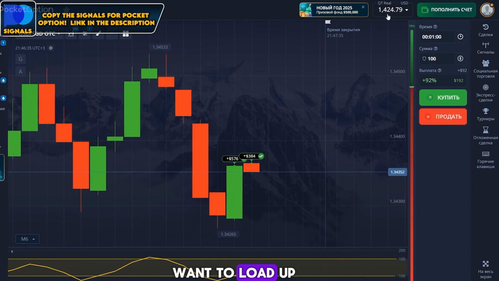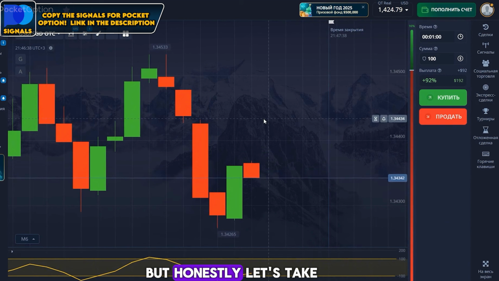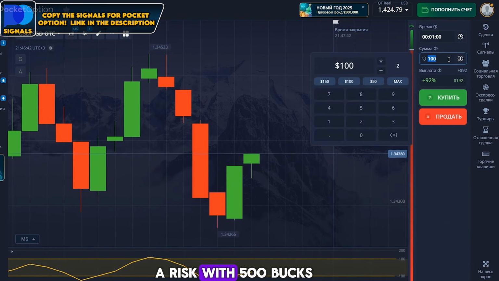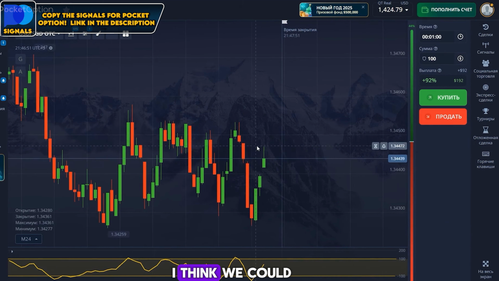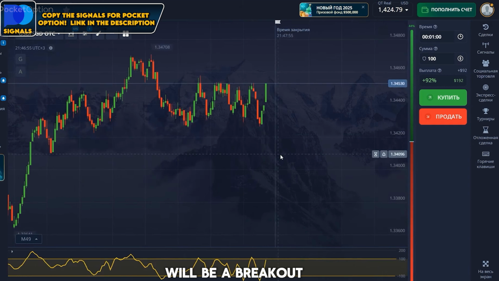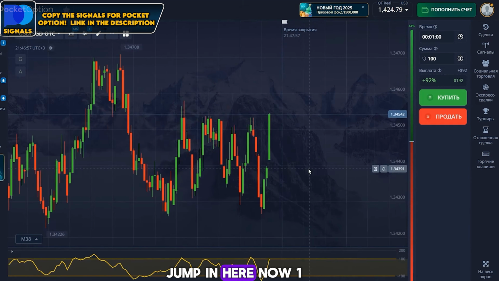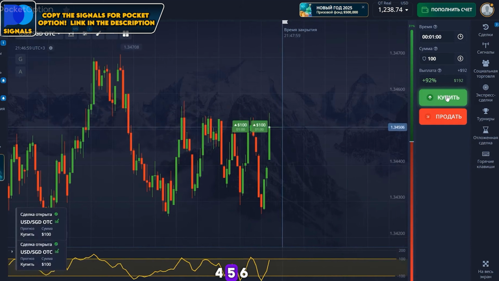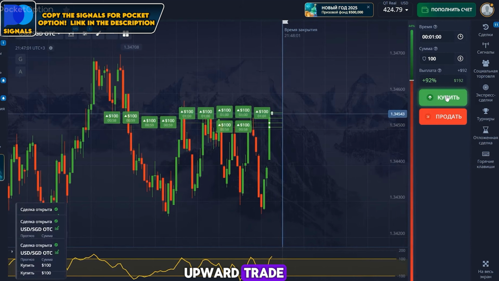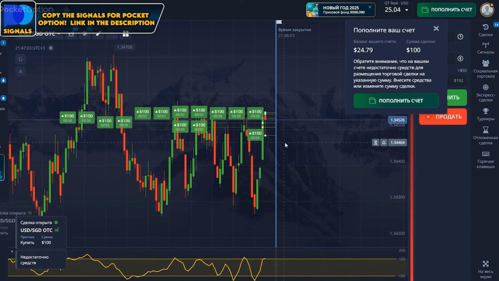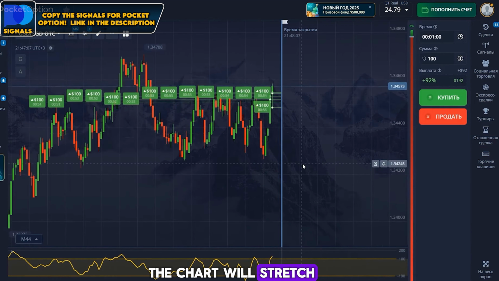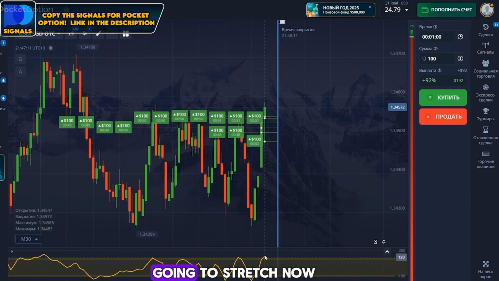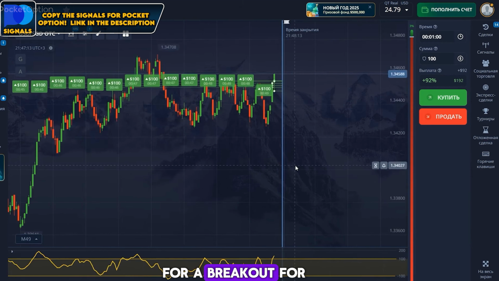I definitely want to load up some more, but honestly, let's take a risk with $500. Alright, let's load up the full amount one more time. I think we could have entered for an upward trade here, but most likely there will be a breakout. You know what? Let's jump in here. Now 1, 2, 3, 4, 5, 6, 7, 8, all in for an upward trade. Come on, show us the beauty. Entering for a breakout, technical analysis is working. The chart will stretch, but we're entering here for a breakout for a minute.